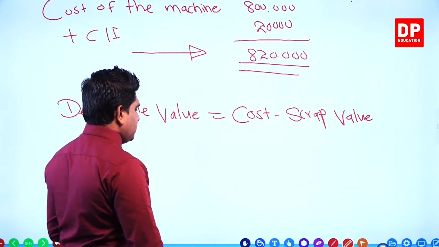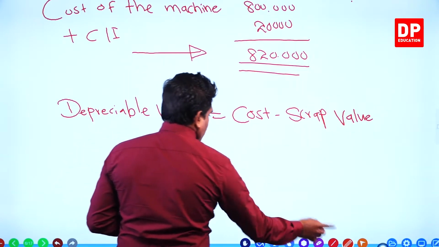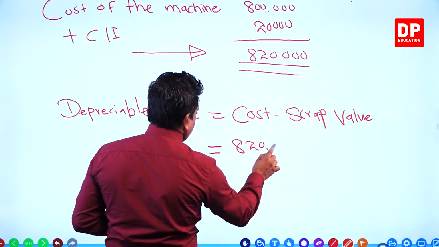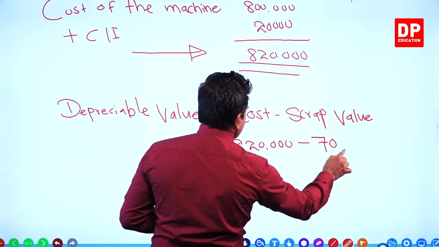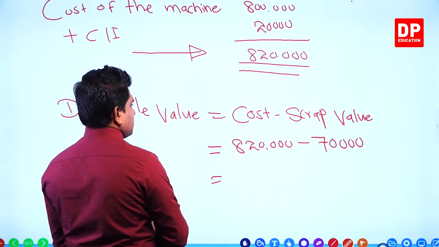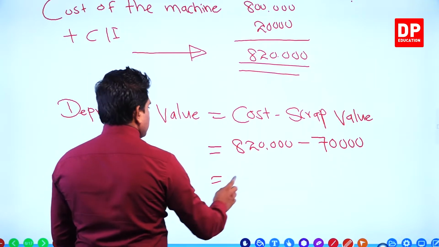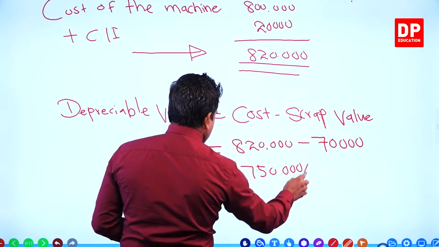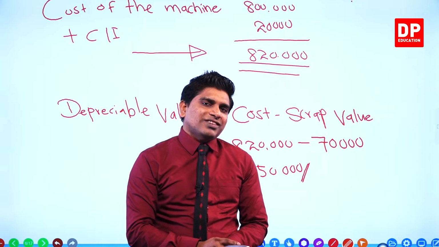Then how much is the cost? 820,000. Scrap value 70,000. Then how much? 750,000. 750,000 is the depreciable value. Right?